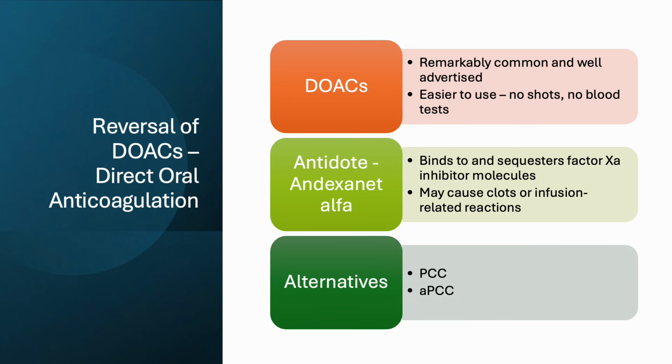In case of an emergency, you can reverse the DOACs. First, you have to know they're taking them. You can reverse them with a drug called andexanet alpha. This is an antidote. It binds to and sequesters factor 10A inhibitor molecules. It may cause clots or infusion-related reactions. Alternative to this medication, if you don't have it, is the PCC or APCC that contains one more factor.